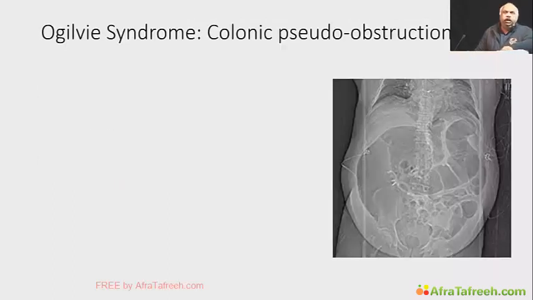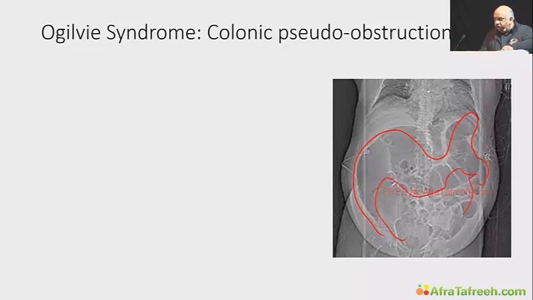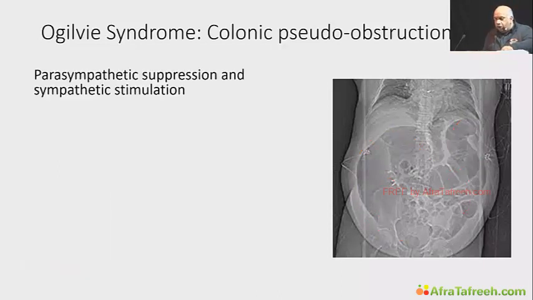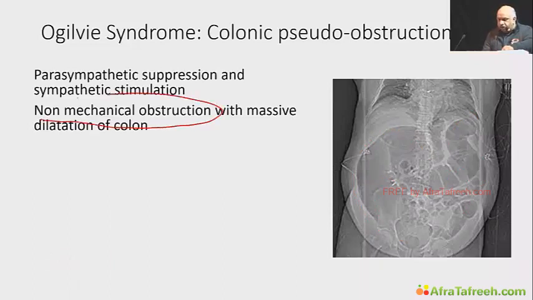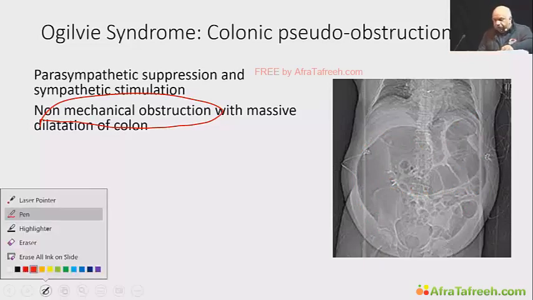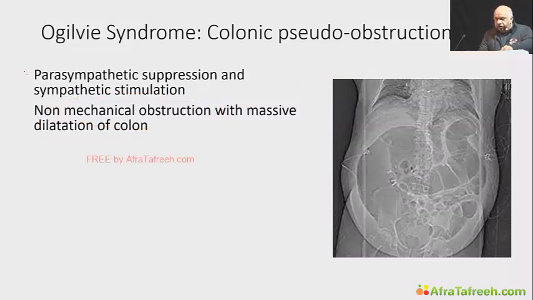This is another minor topic of colon called Ogilvie syndrome or colonic pseudo-obstruction. You can see hugely dilated colon, and this is a non-mechanical obstruction. This is the most important point. No stricture, no cancer, no volvulus, no anatomical narrowing, non-mechanical. What happens in Ogilvie syndrome? In Ogilvie syndrome, parasympathetic suppression, sympathetic stimulation.